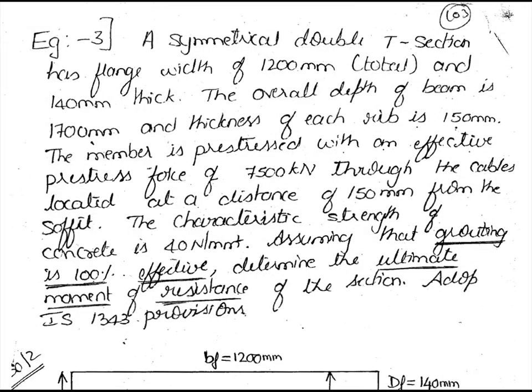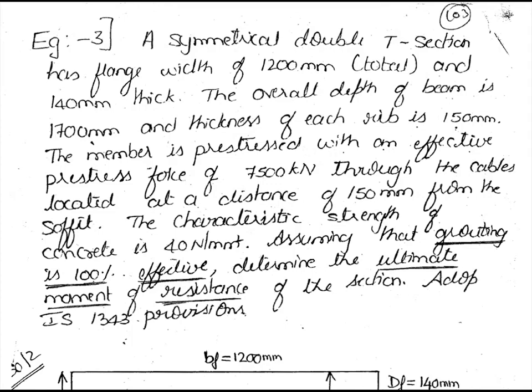Hello students, today we shall learn the next problem. A symmetrical double T section has flange width of 1200 mm and 140 mm thick. The overall depth of the beam is 1700 mm and thickness of each rib is 150 mm.